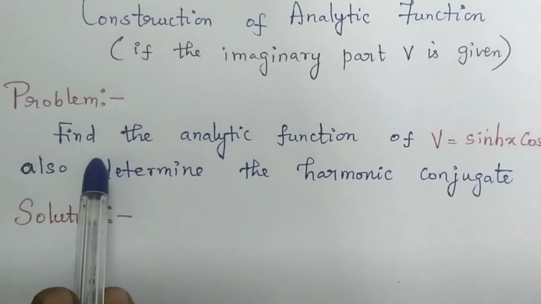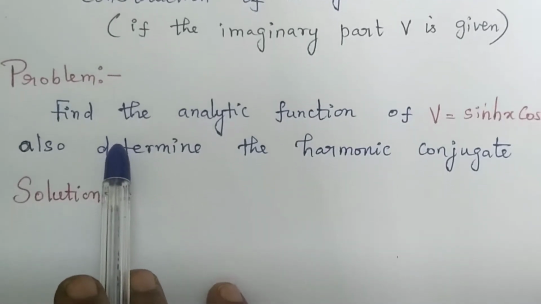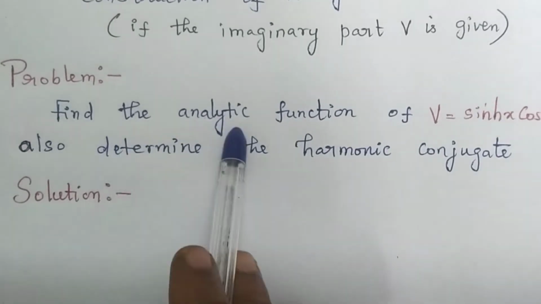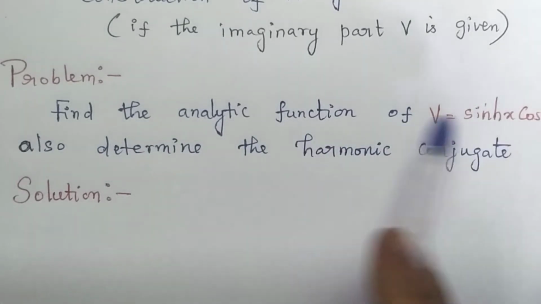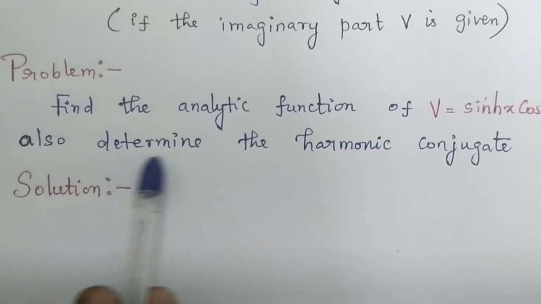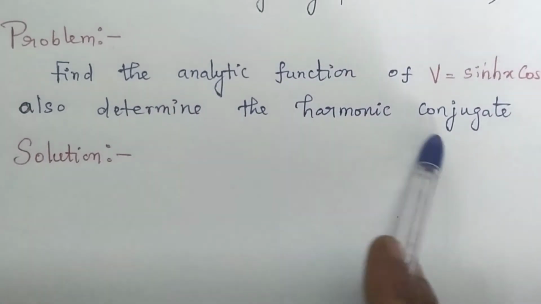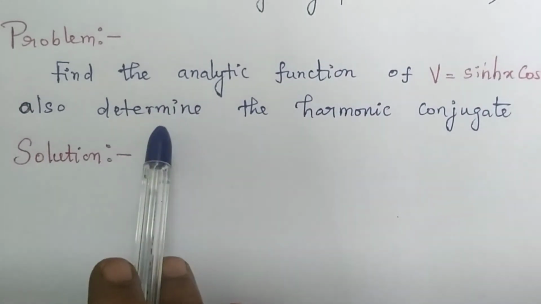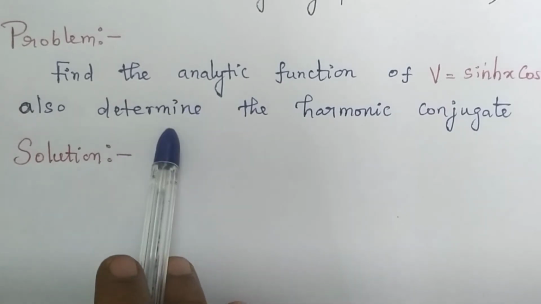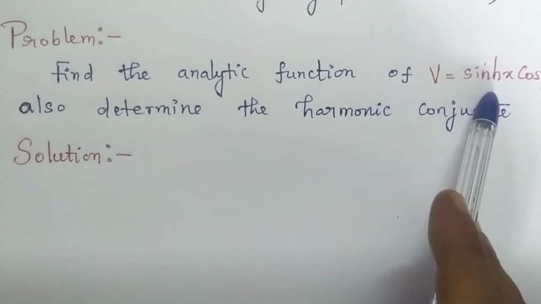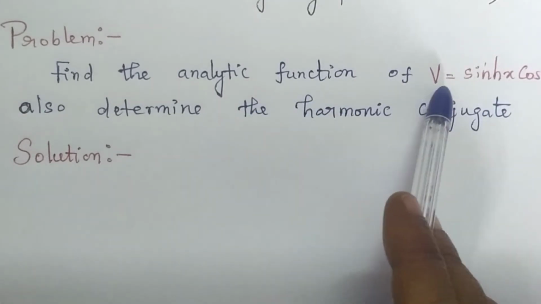So this is the problem. Find the analytic function for v equal to sinh x into cos y, and also determine the harmonic conjugate. In the problem there are two questions. The first question is to find the analytic function f of z when the imaginary part v is given.